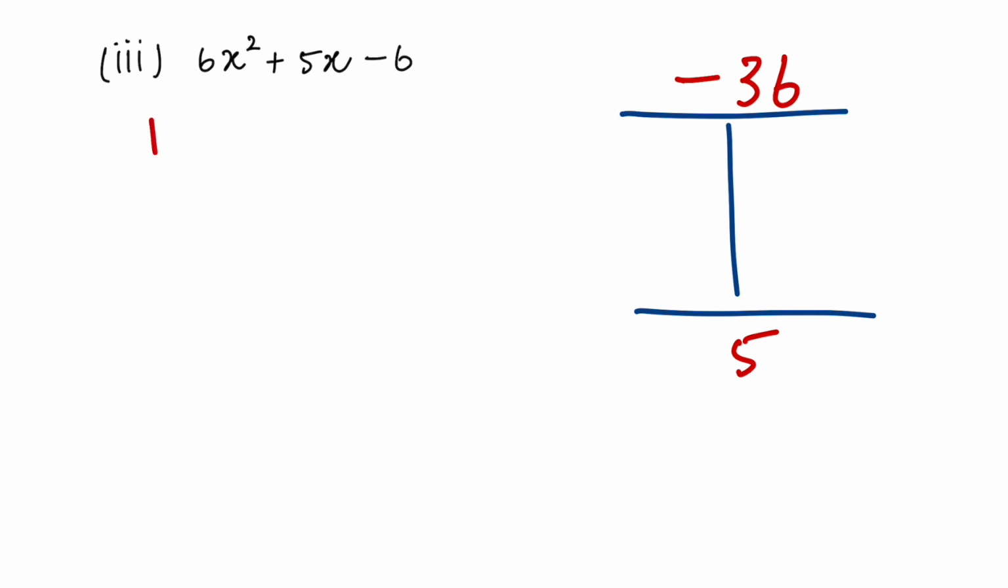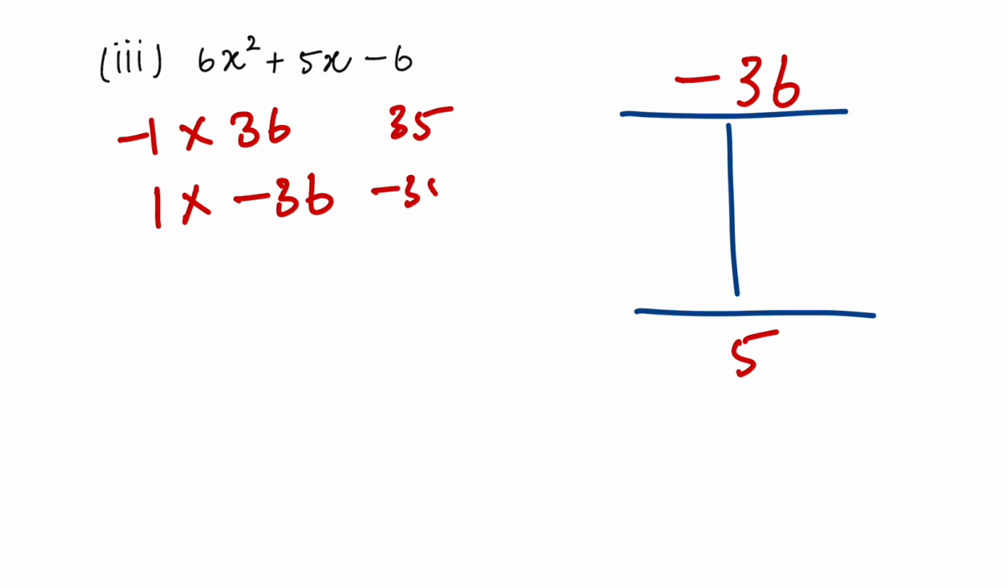Okay, so 1 into 36, right? And here we have minus 36. So either 1 can be negative or 36 can be negative. Both these multiply up to minus 36, but the sums are not 5. In this case this is 35 and in this case this is minus 35. Okay, so this is not a viable option.